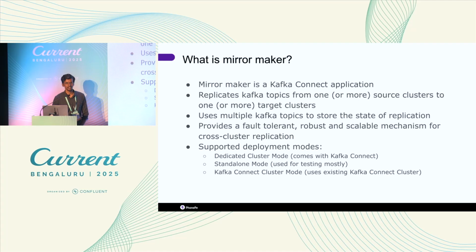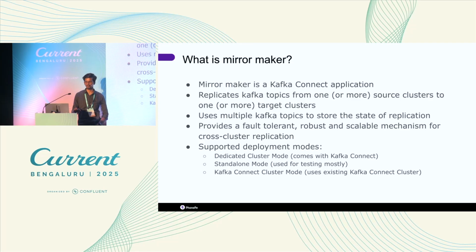In short, it replicates Kafka topics from one or more source clusters to one or more target clusters. That is the work done by MirrorMaker. MirrorMaker uses multiple Kafka topics to store its own state, so that cross-cluster replication becomes stateful. It provides a fault-tolerant, robust, and scalable mechanism for achieving cross-cluster replication.